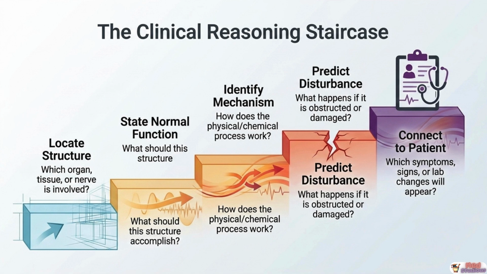For example, injury to a motor nerve affects a specific muscle movement. Anatomy localizes the nerve and muscle. Physiology explains how loss of motor signaling produces weakness. This framework reduces blind memorization because each clinical finding becomes a logical consequence.